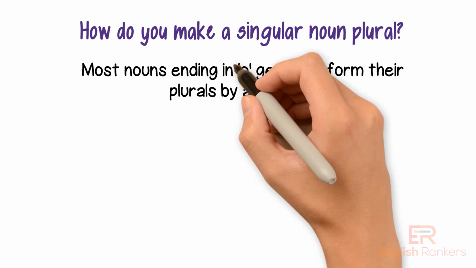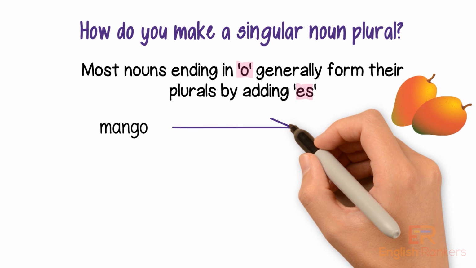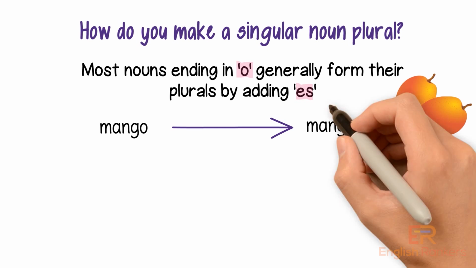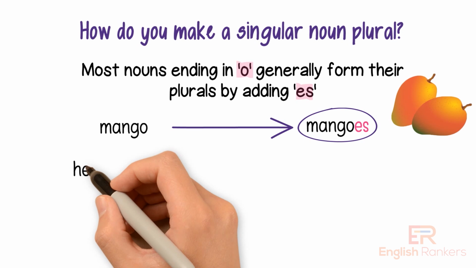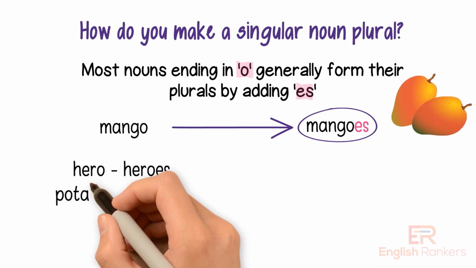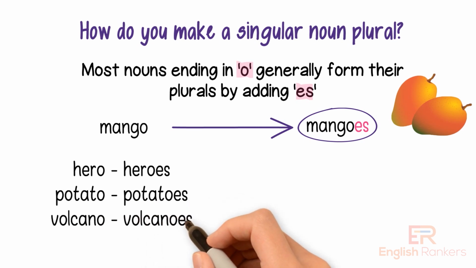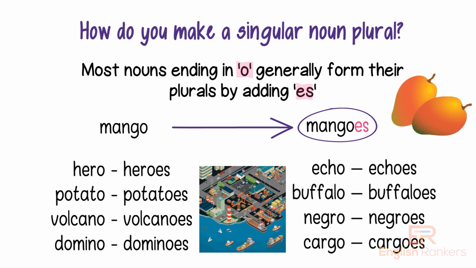Most nouns ending in O generally form their plurals by adding ES. For example, mango, we will add ES after O to make it plural. So mango will become mangoes. Other examples are hero, heroes, potato, potatoes, volcano, volcanoes, domino, dominoes, and so on.